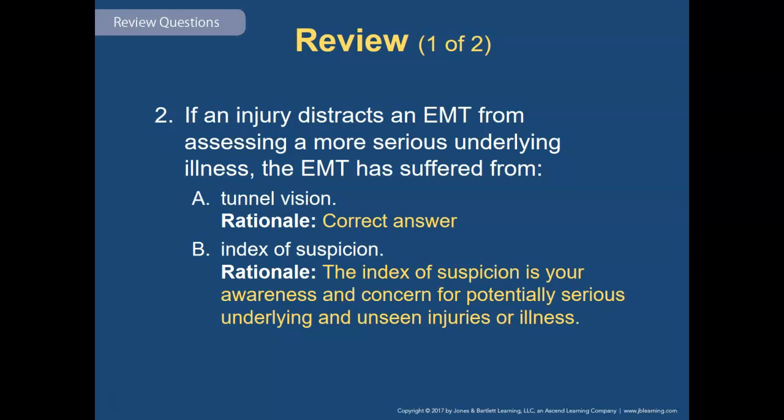Now let's talk about what these other things are. Because we said if we're not really sure what these are, maybe some of these might sound good. The index of suspicion, if you don't know what that is, doesn't sound like a bad answer if you're just guessing. But the index of suspicion is your awareness and concern for potentially serious underlying and unseen injuries or illness. So it's kind of that feeling that you got on the inside, your gut instinct or something like that.